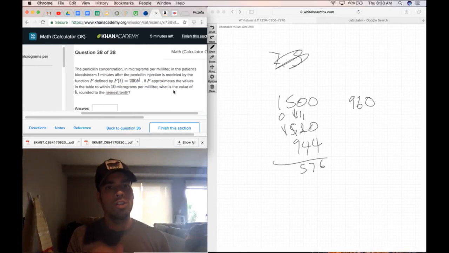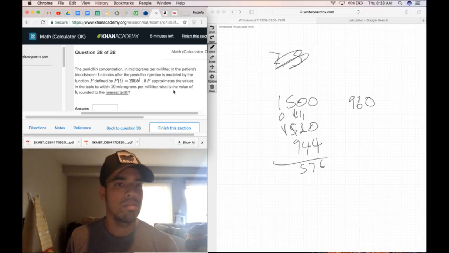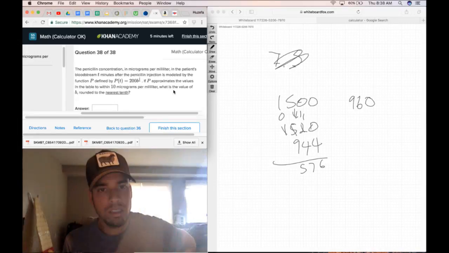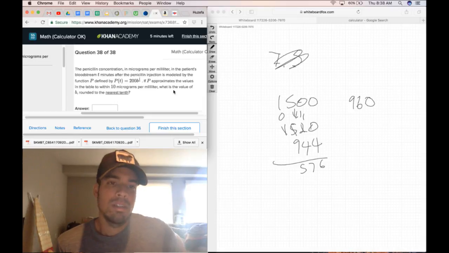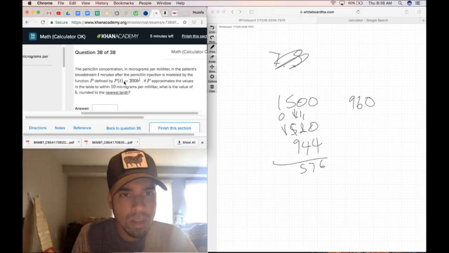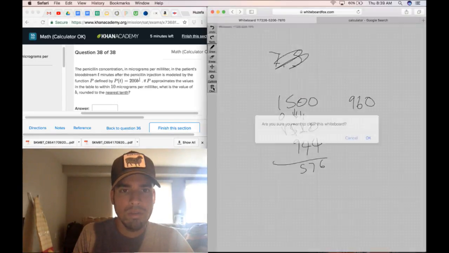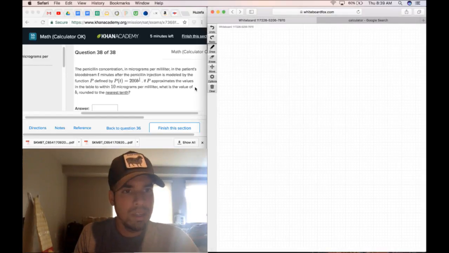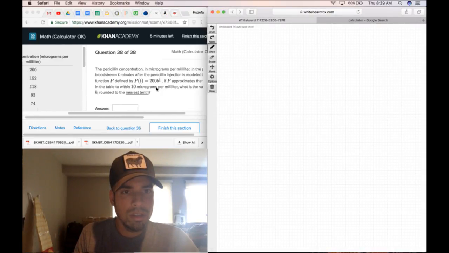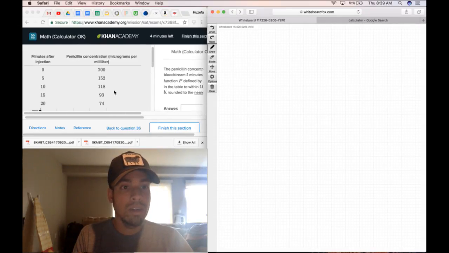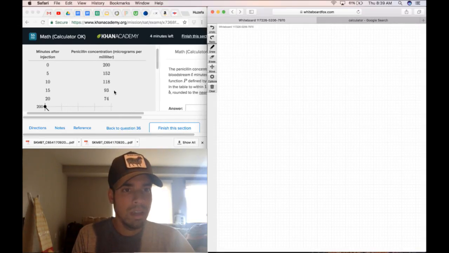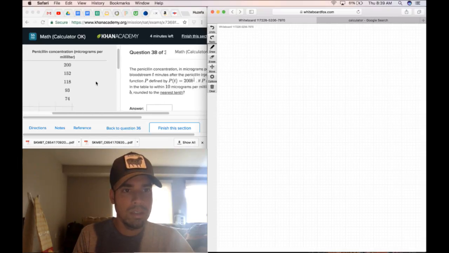The penicillin concentration in the patient's bloodstream is modeled by this equation, and it says if P approximates the values in the table to within 10 micrograms per milliliter, what is the value of B rounded to the nearest tenth? Okay. So we've got that constant, and we want to solve for the constant. So P is the concentration. So let's just take a value that we know. Let's take this one. Let's take 118.